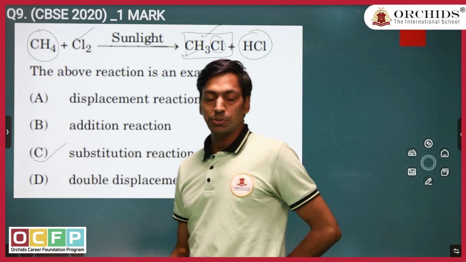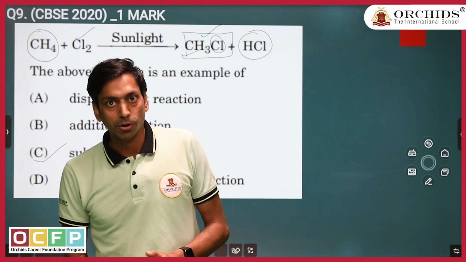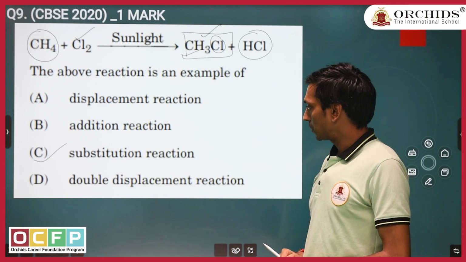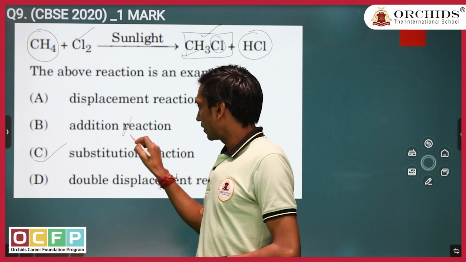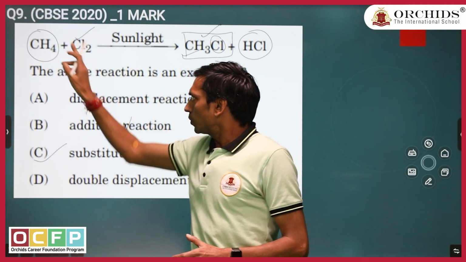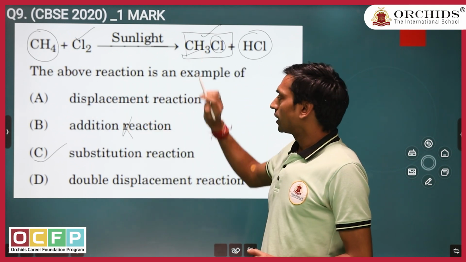One chlorine is substituting hydrogen and becoming a part of methane and turns it to chloromethane. So this is our substitution reaction, not addition reaction. There is a difference between substitution and addition reaction. Addition reaction means two different compounds combine together and form a single product.